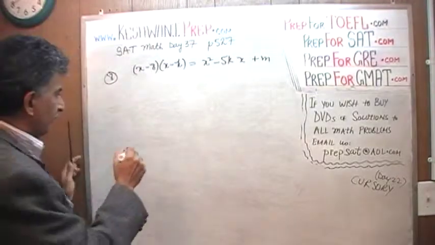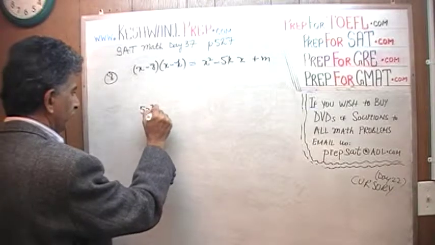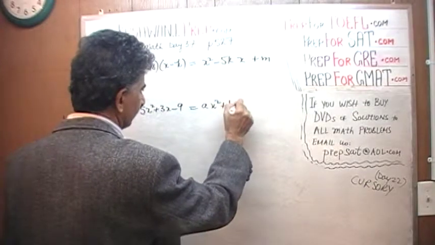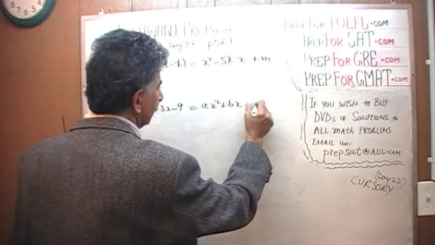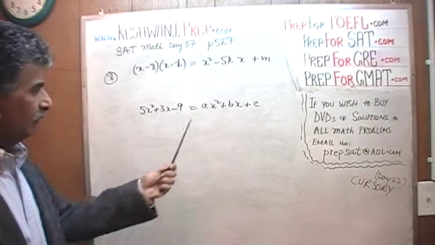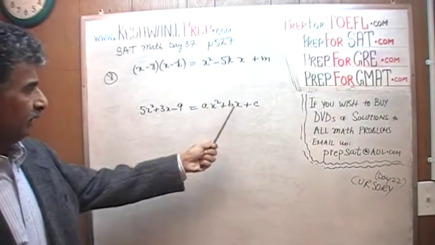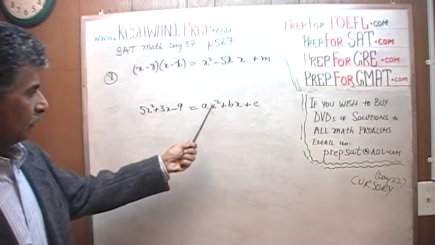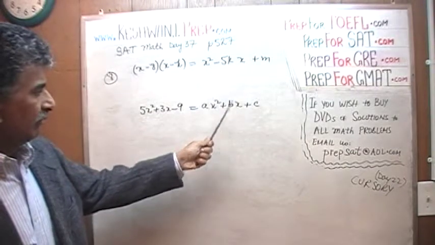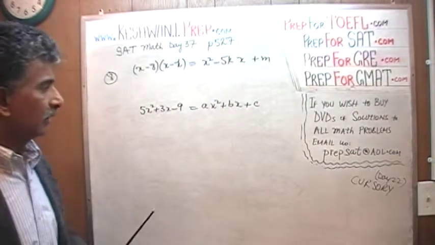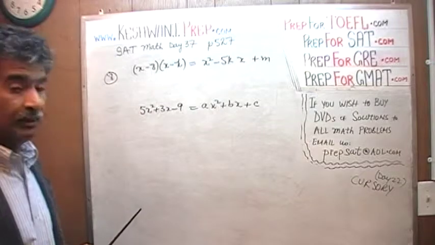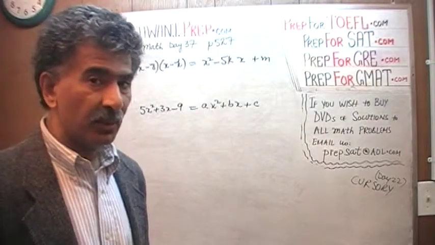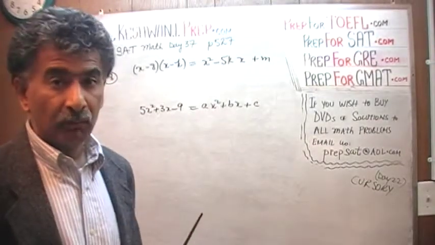For example, if someone tells you that 5x squared plus 3x minus 9 equals ax squared plus bx plus c, will you be able to tell the value of the coefficients a, b and c? A is the coefficient of x squared, b is the coefficient of x, and c is a constant. Technically speaking, c is also a coefficient of something.